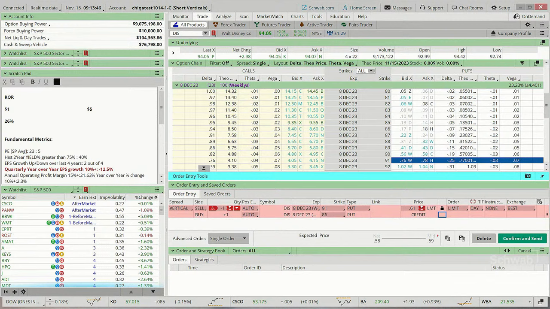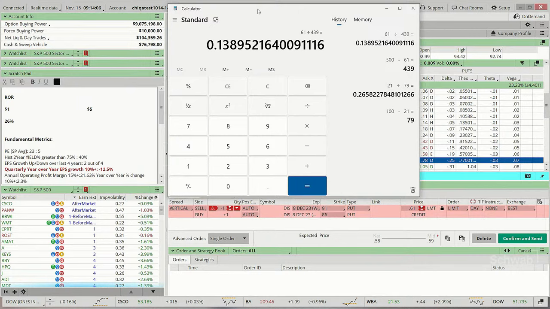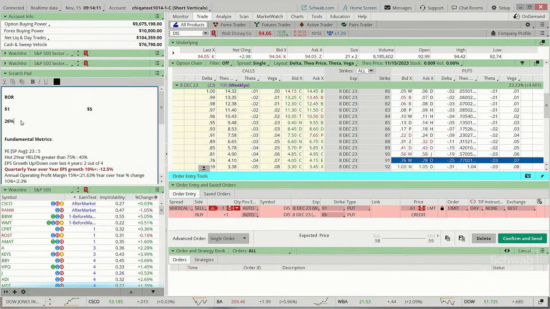Take our maximum gain, which is 61. We'll divide it by our theoretical maximum loss of 439, and that will give us our return on risk. So let's do that. Let's take 61 divided by 439, and our return on risk is 13%. We want to underline the fact that yes, we do get a bigger credit, but our theoretical return on risk has dropped down to 13%.